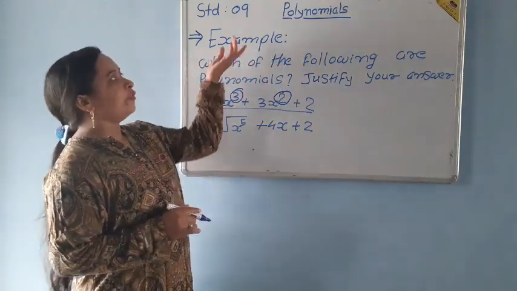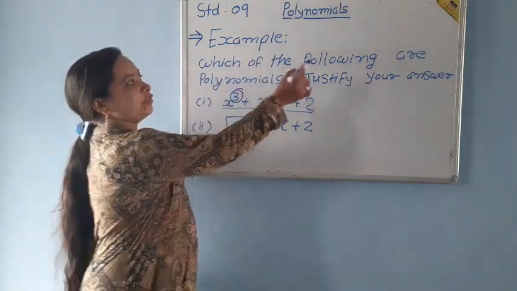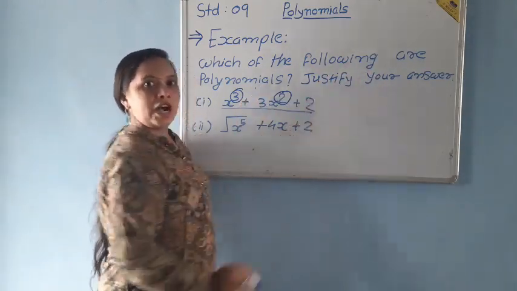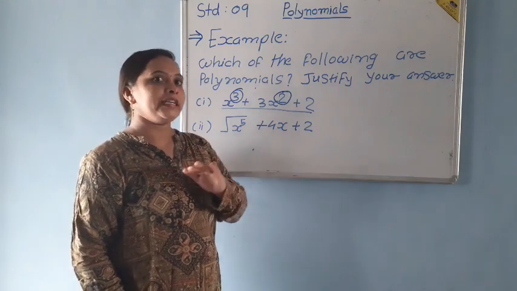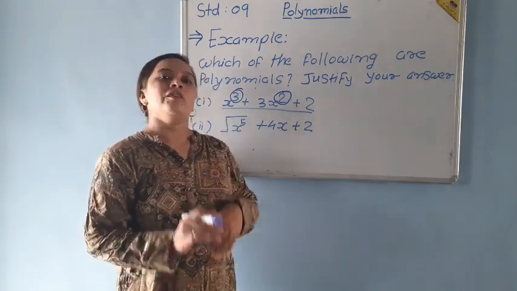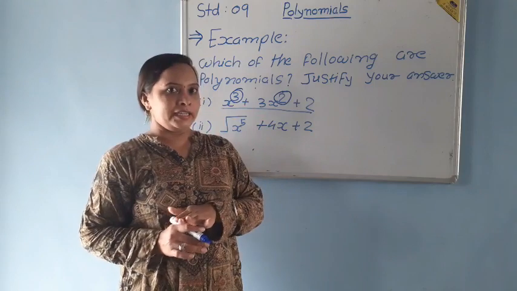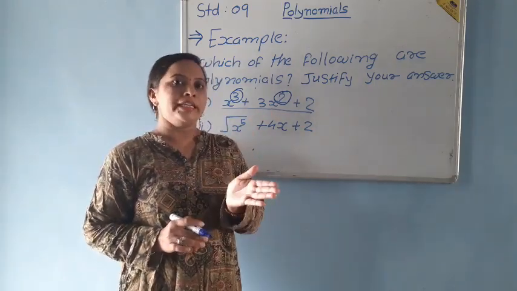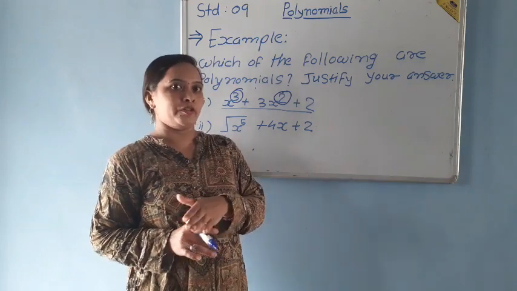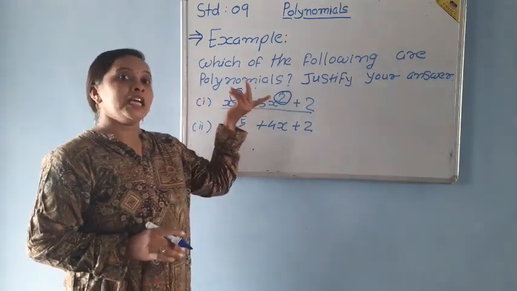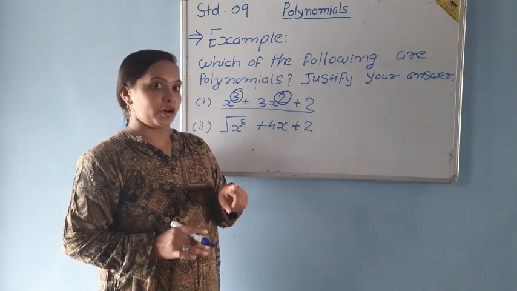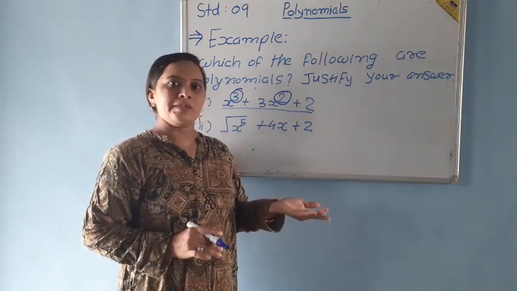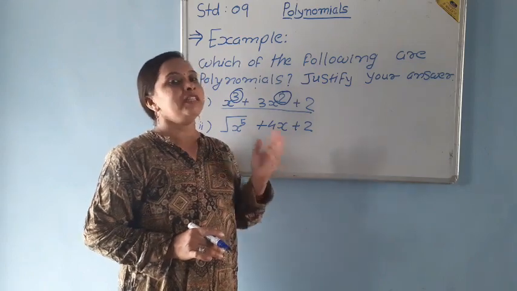Look at here, we take one example. Which of the following are polynomials? Justify your answer. You have to tell me whether the given expression is a polynomial or not. If it is a polynomial, then why it is a polynomial, and if it is not, then why not.